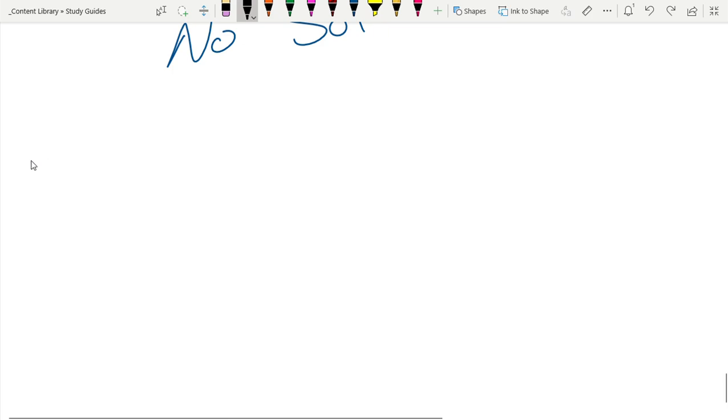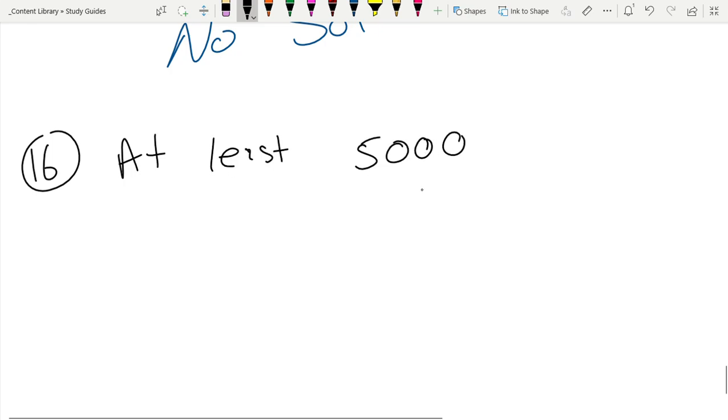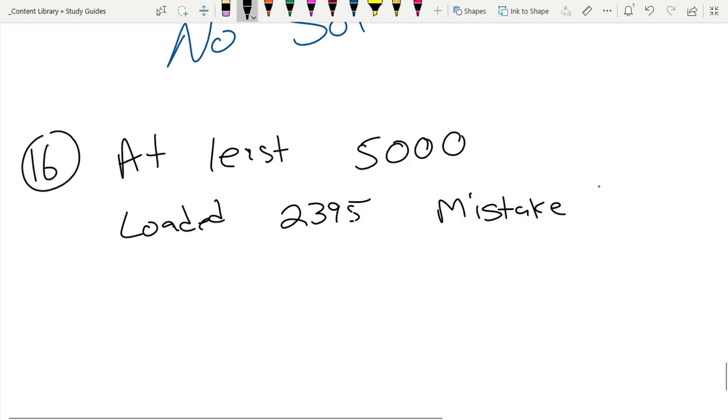Alright, 16, word problem. So we have Sloan and Olivia. They are putting on frogs. They need to put at least 5,000 pounds of frogs. So I'll put at least 5,000. And it says they loaded 2395. And it says that there was a mistake. And the mistake is that 50 of the 2395 is 2345.